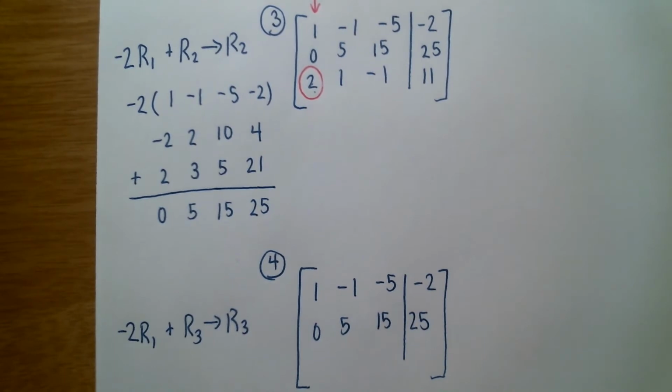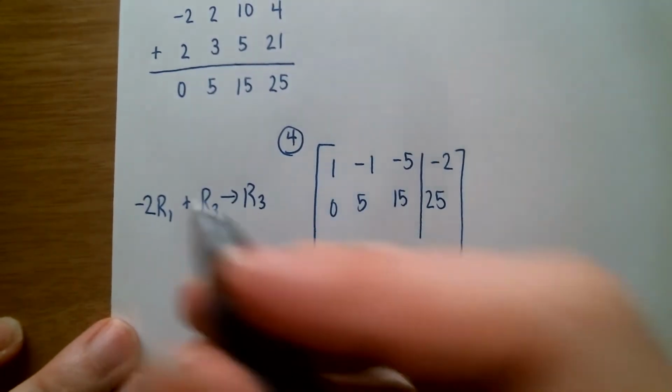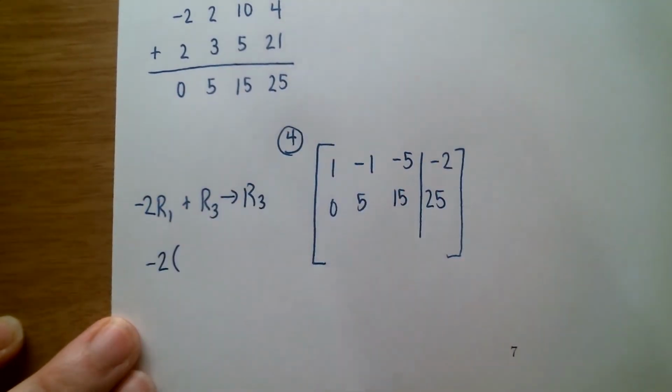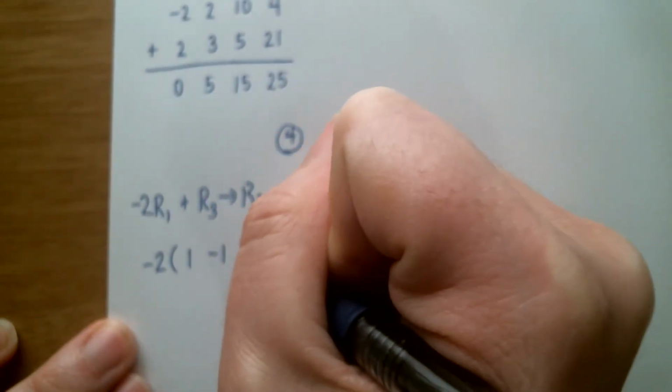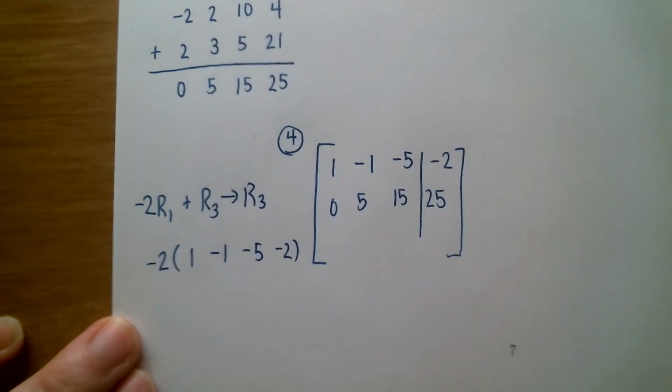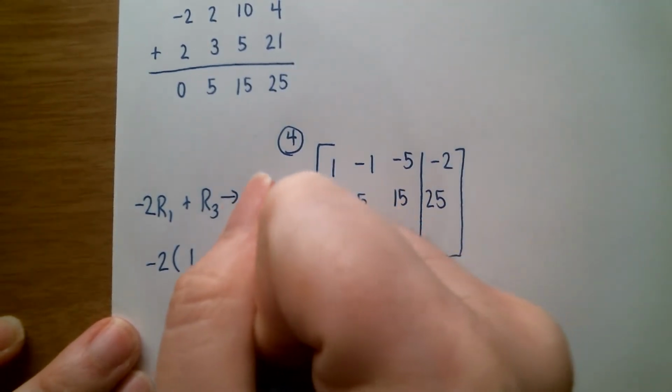Okay, and then now I'll go do the work for this one. I'm going to do negative 2 times row 1. That is going to be, let me just write all this down. Like I said, it's in your best interest to write everything down. There's so much arithmetic, you're less likely to make a mistake if you write it down.